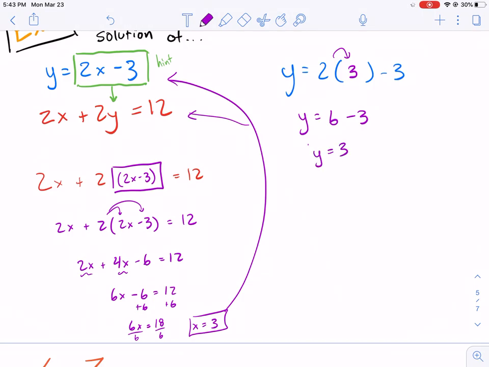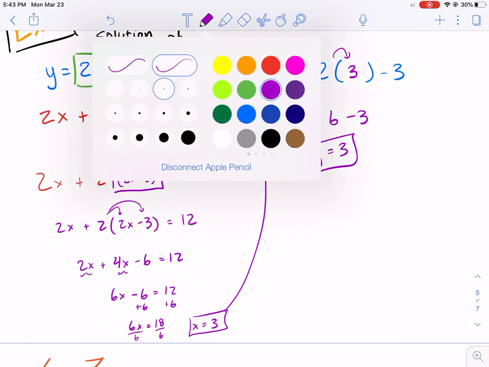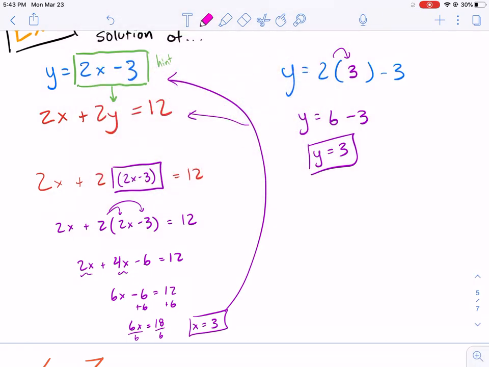y equals 3. What does this all mean? This is our point of intersection. These are the x and y values that are true for both equations. It's where they intersect if you graph these on the coordinate plane.